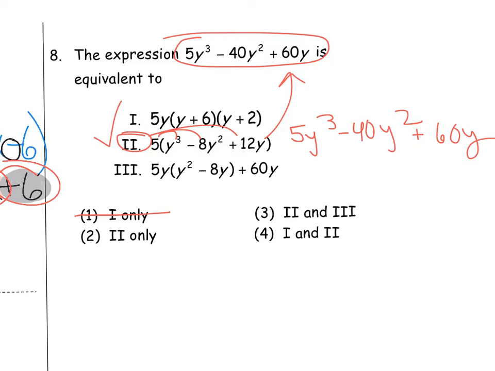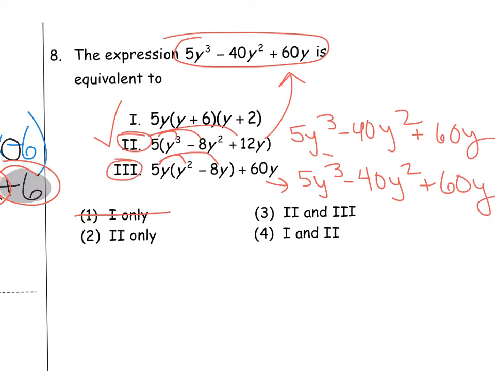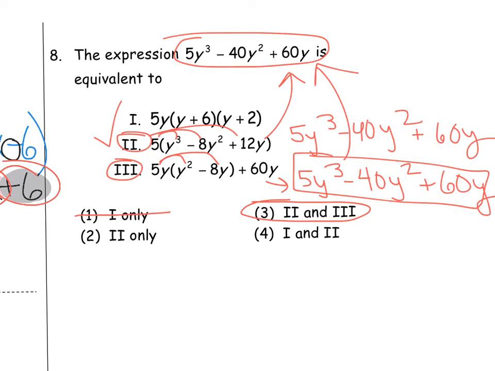I'm going to go check answer choice 3. Let's see what happens when I redistribute here. I'm going to redistribute the 5y into both, not to the 60y, because that doesn't have parentheses, only the y squared minus 8y. When I distribute, I'll be left with 5y cubed minus 40y squared plus 60y. Did answer choice 3 check out? Is this the exact same thing as this? Yes. So it's answer choice 2 and 3.